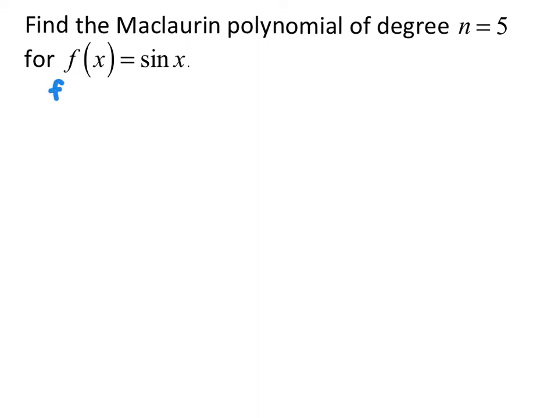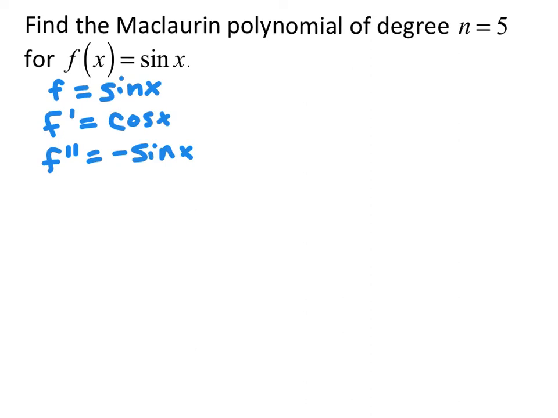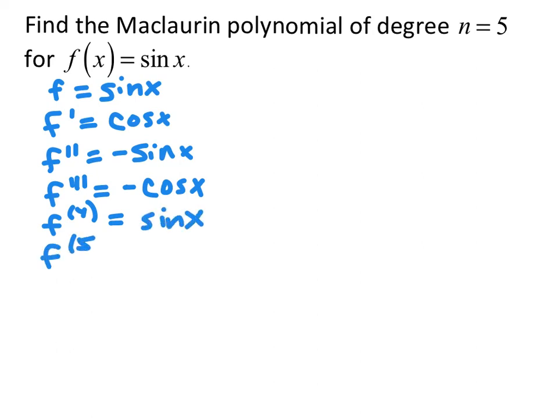So my original function, f of x, is equal to sine of x. F prime is equal to cosine. F double prime is equal to negative sine. F triple prime is negative cosine. The fourth derivative is sine. And the fifth derivative is cosine. Now, I need to actually determine what are those values at the center, which the center for Maclaurin polynomial is 0.